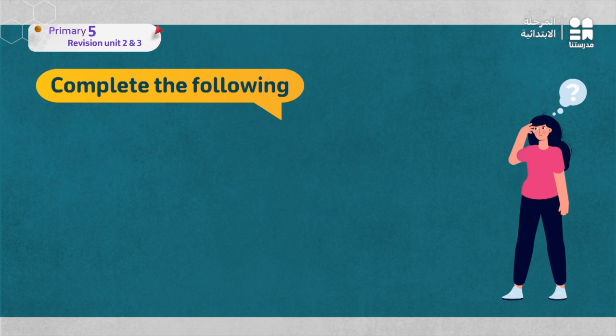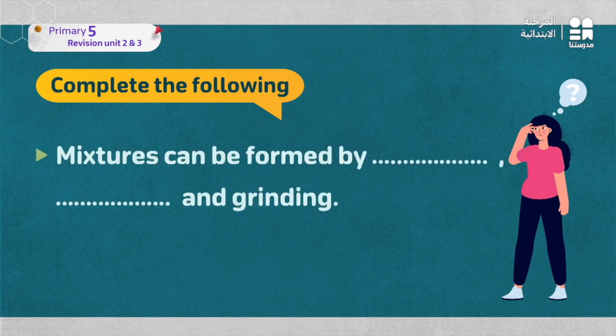Okay, now question number 2. Mixtures can be formed by, we have 3 methods in here. So we're gonna say shaking, stirring, and grinding. Okay, so with these 3 methods we form a mixture: shaking, stirring, and grinding. Okay, let's take another question.